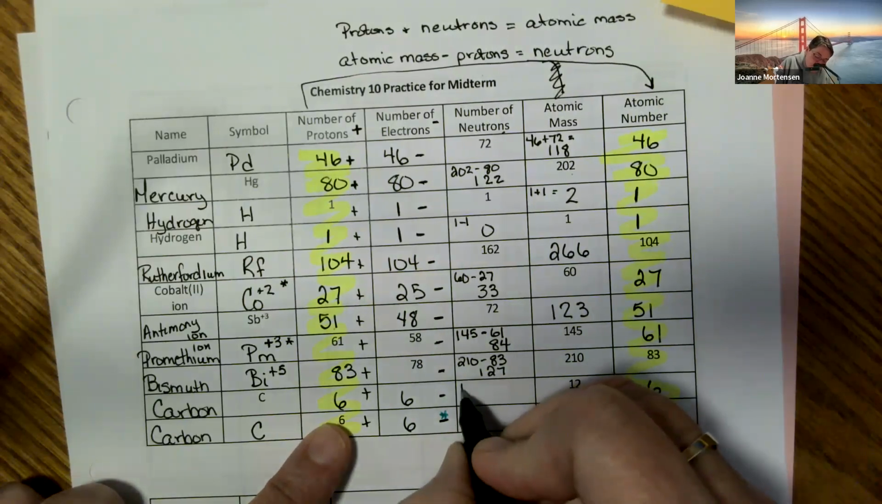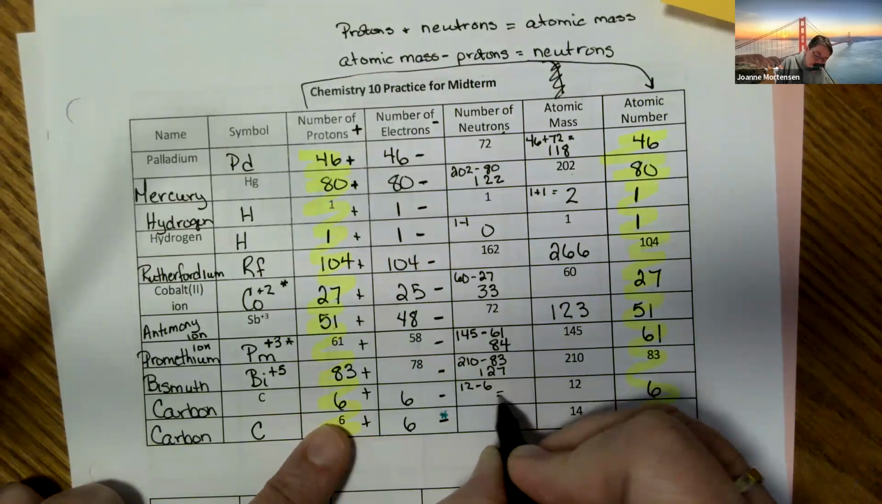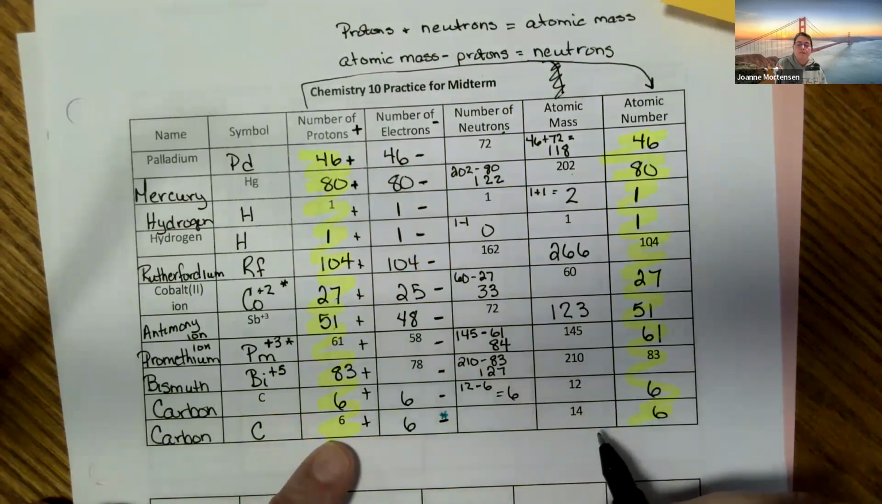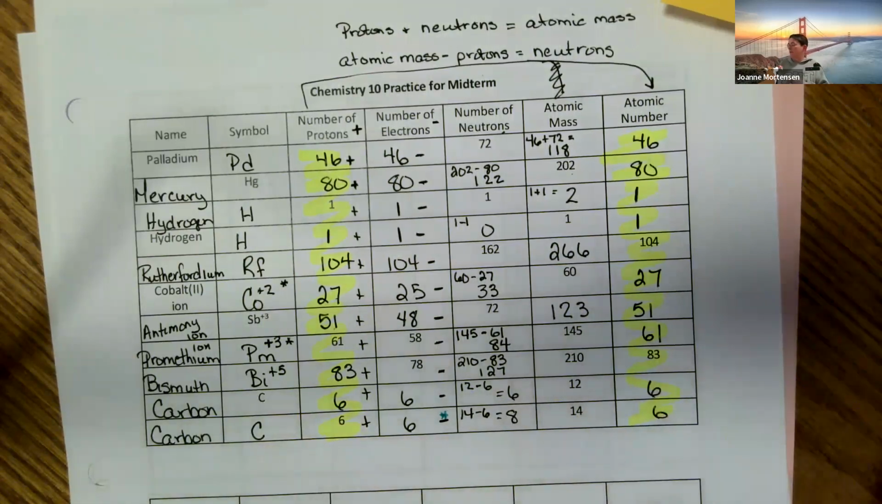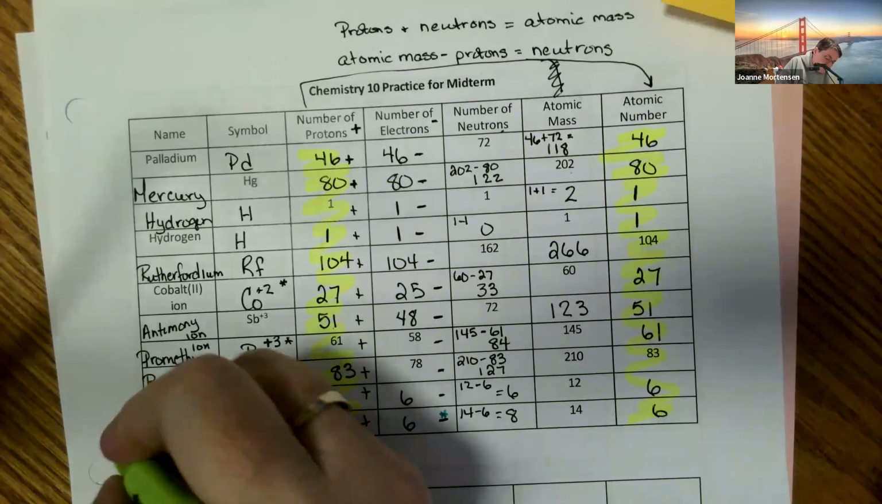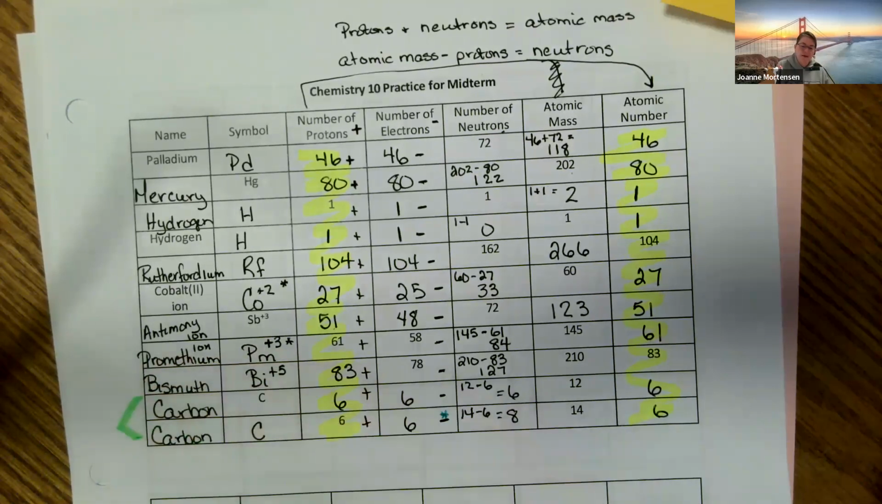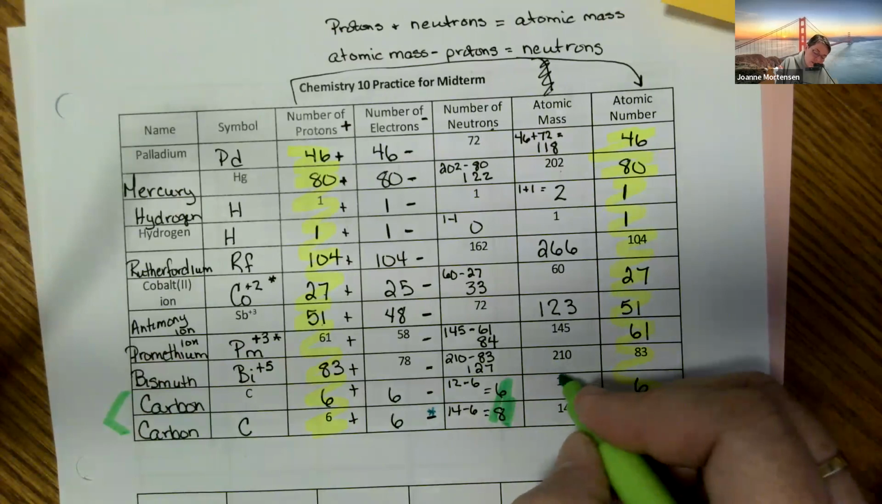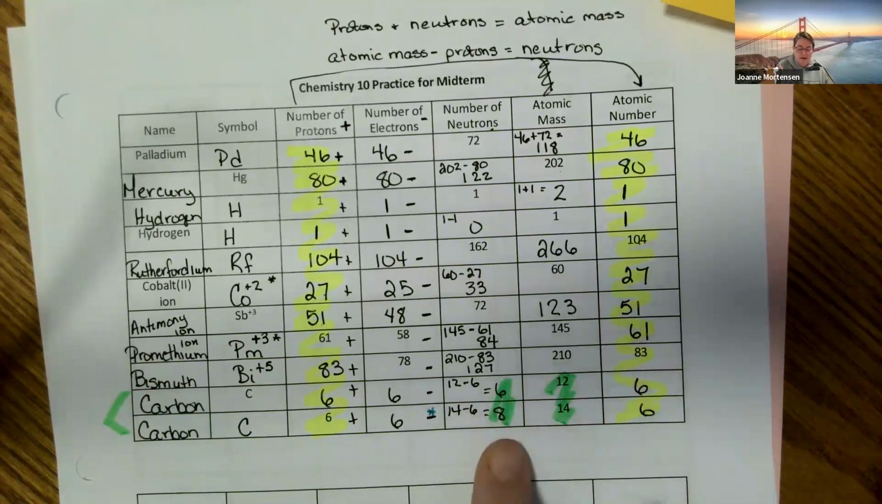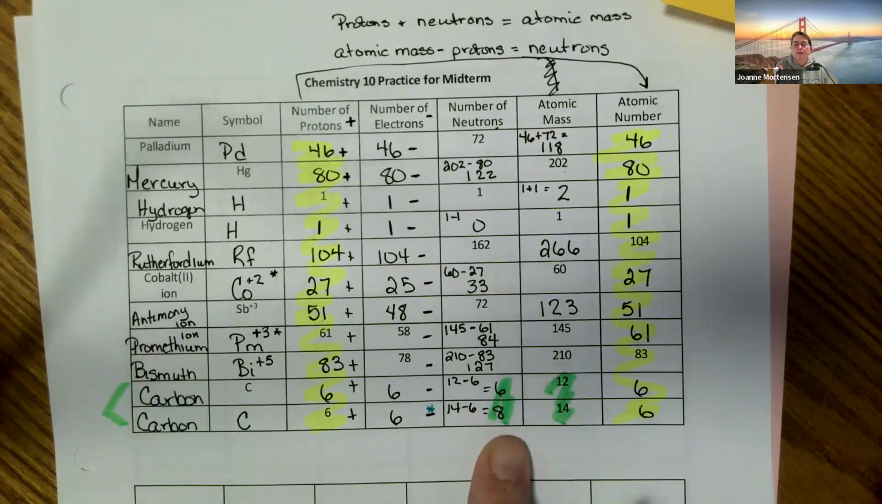And this is going to be 12 minus 6 is 6. And no, it's okay. So 14 minus 6 is equal to 8. If you remember, let me highlight here. We talked about isotopes one day. And these are a pair of isotopes. So it's carbon. It's got 6 protons. It's got no charge, so it's got 6 electrons. But the atomic mass is different. Sorry, I should highlight that. And therefore the number of neutrons is different, and that's okay.